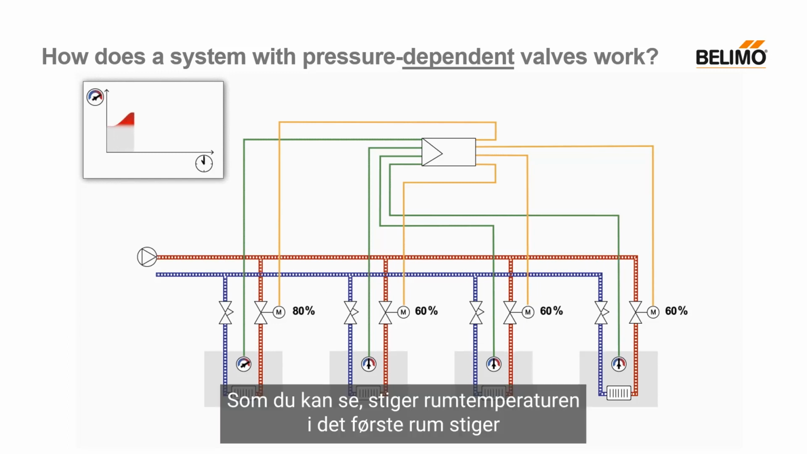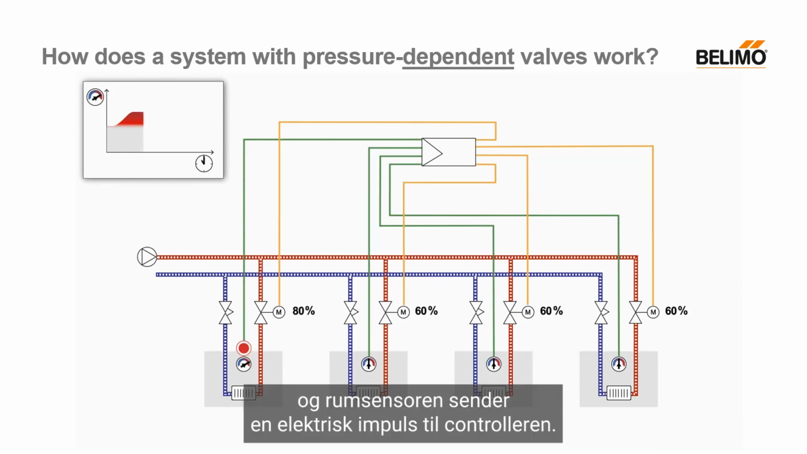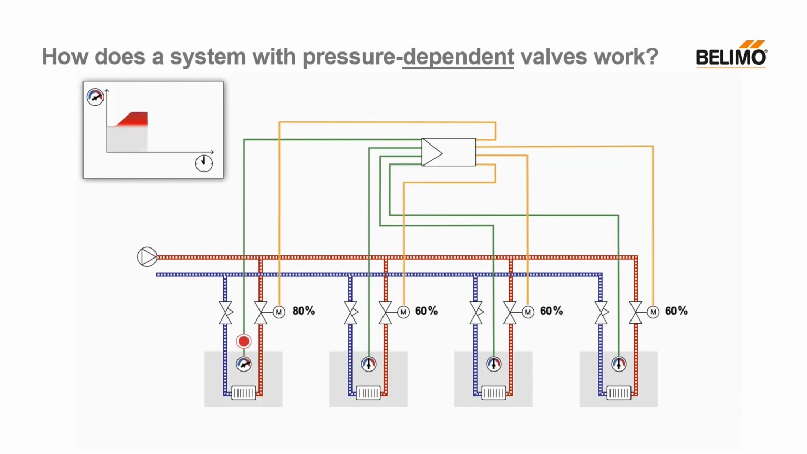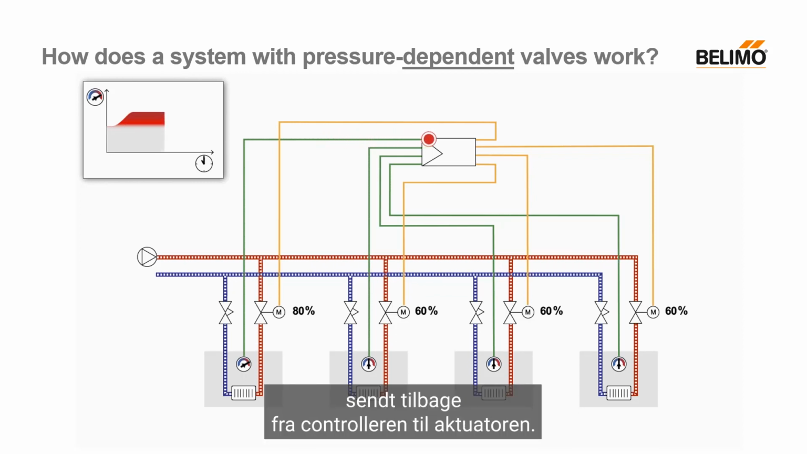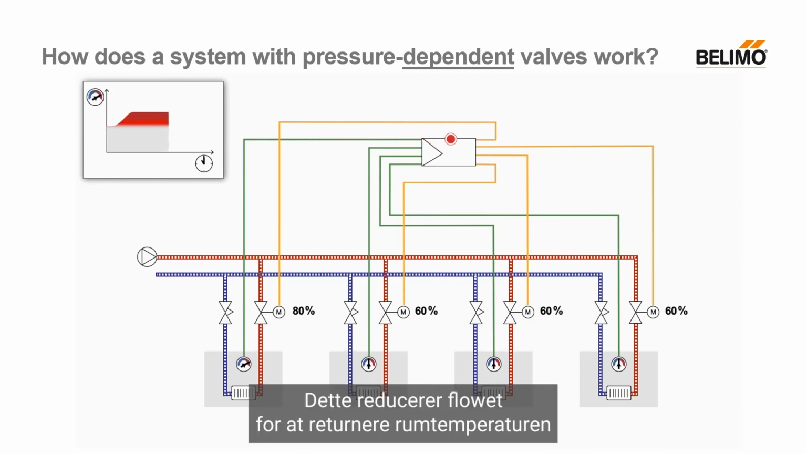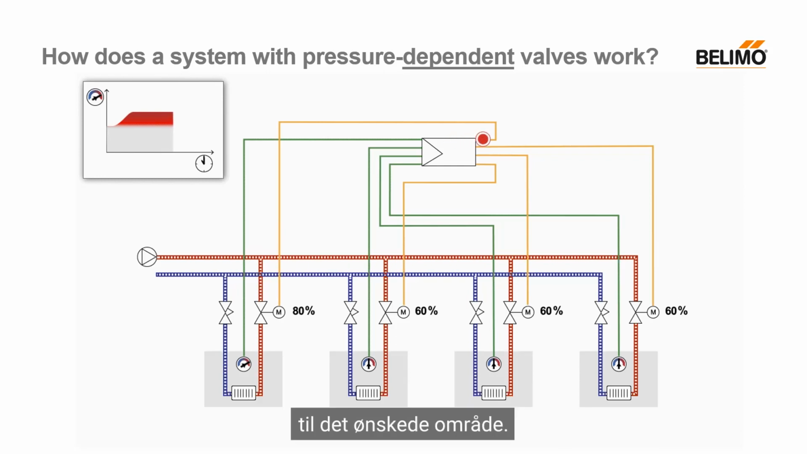As you can see, the room temperature in the first room rises, and the room sensor sends an electrical pulse to the controller. A control signal is sent back from the controller to the actuator. This reduces the flow to return the room temperature to the desired range.